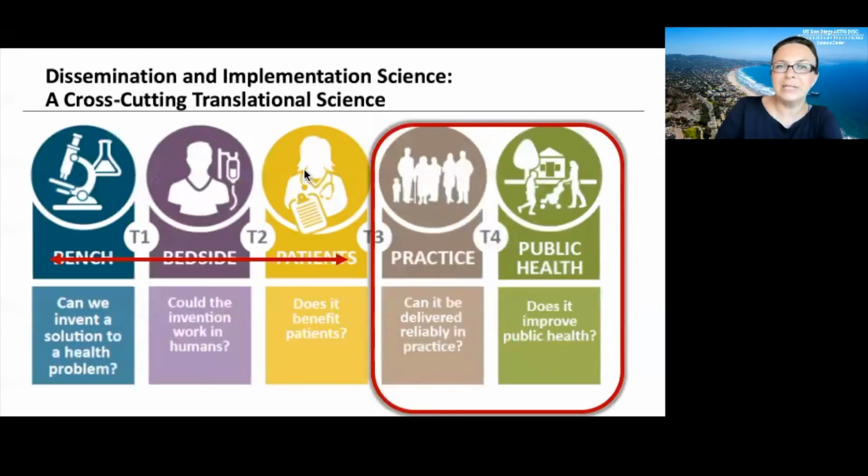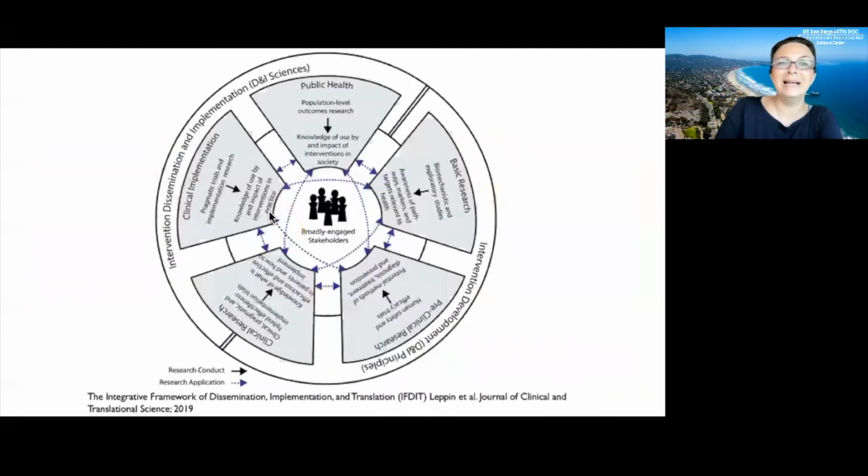When looking at the National Institutes of Health T1 to T4 translation continuum, most frequently dissemination and implementation research is placed at the T3 and T4 phases. However, we like to argue that there are many meaningful ways in which D&I science can inform earlier phase research and have impact in the T1, T2 phases. In fact, Lapin and colleagues, in their paper in the Journal of Clinical and Translational Science, provide a really nice overview of how dissemination and implementation science can be considered and integrated at each phase of the translational continuum.